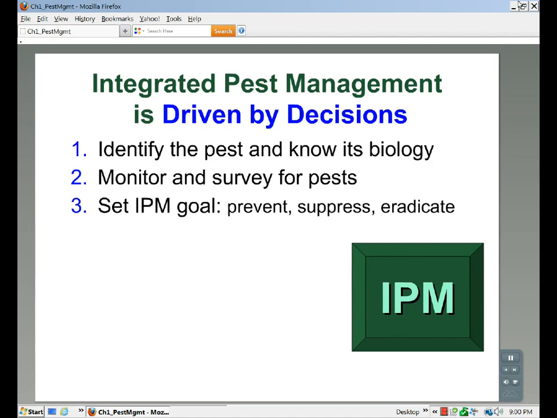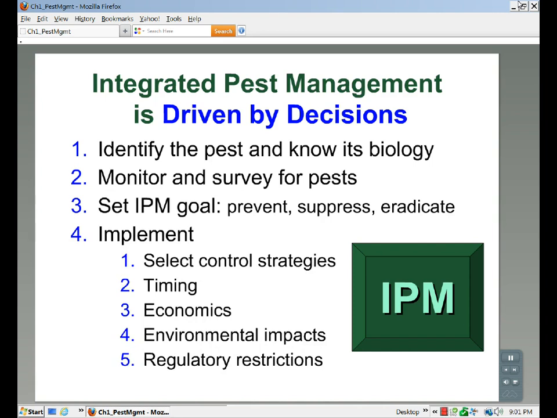Once you set your goals and understand the pest, you can look at the factors that impact your selection of control tactics. These factors may include timing, economics, environmental considerations, and regulatory constraints. Don't forget to evaluate the entire process and record your findings. You can then tweak the plan in future years once you understand your successes and failures.